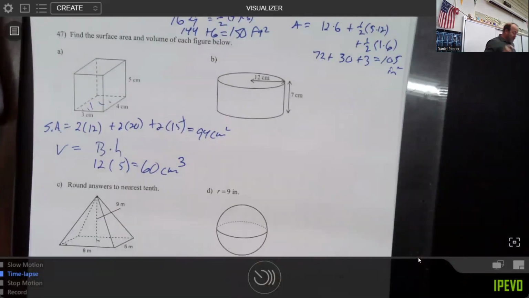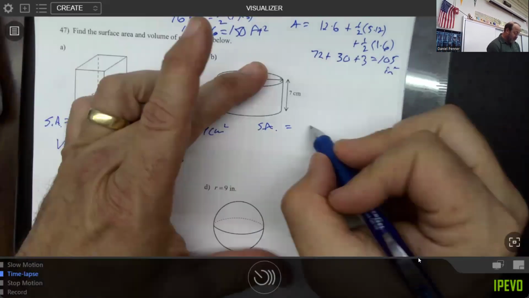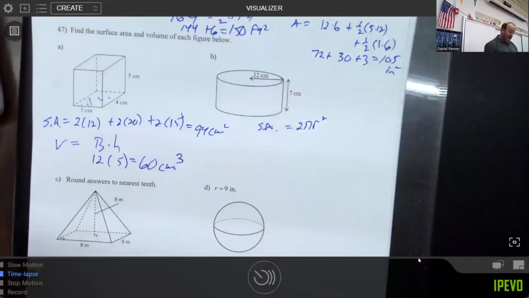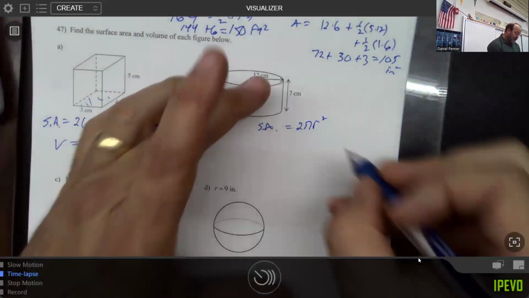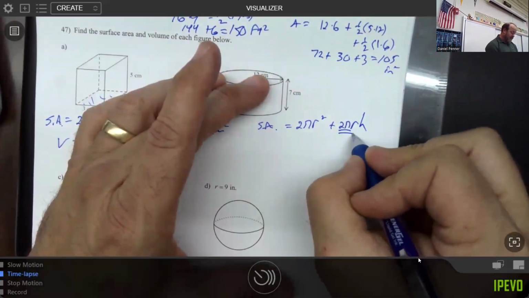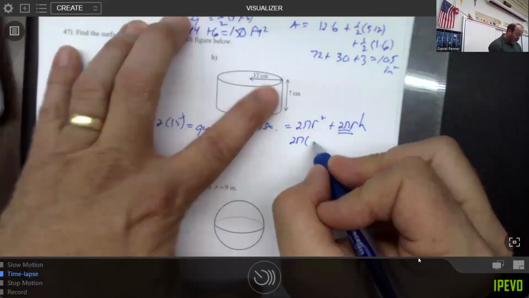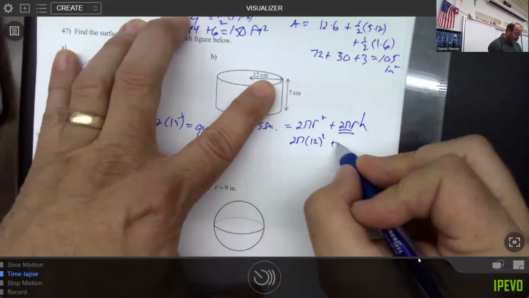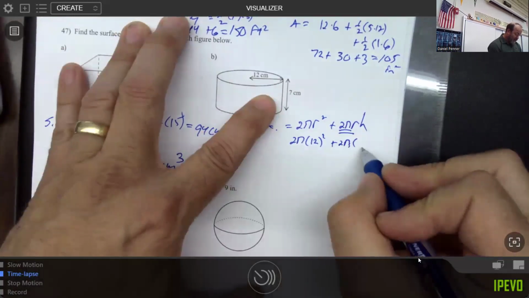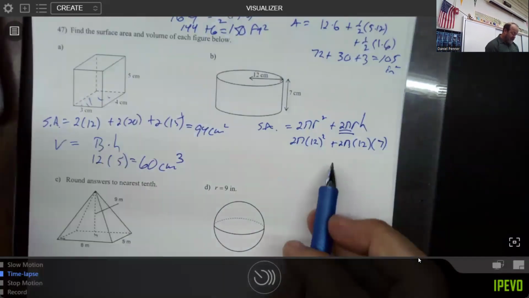47B, which probably is 49B, but we'll see. The surface area of a cylinder has two circles, which of course are both pi r squared, plus there is 2 pi r h, which is the circumference times the height. So 2 pi r squared plus 2 pi r h. So let's see, what would that all give me?